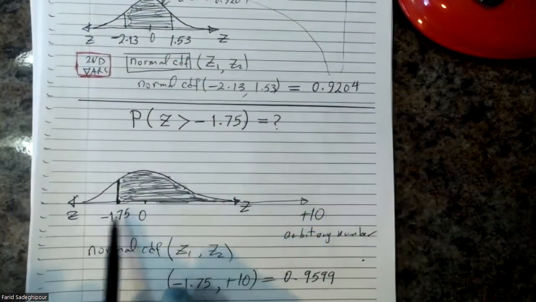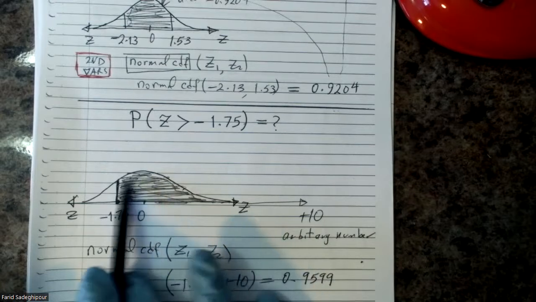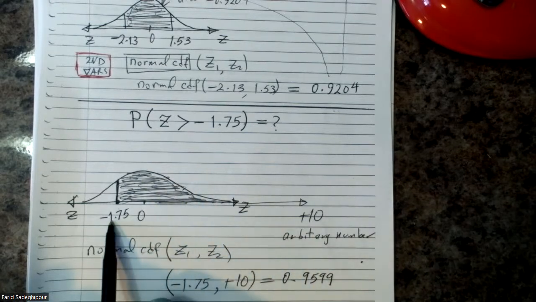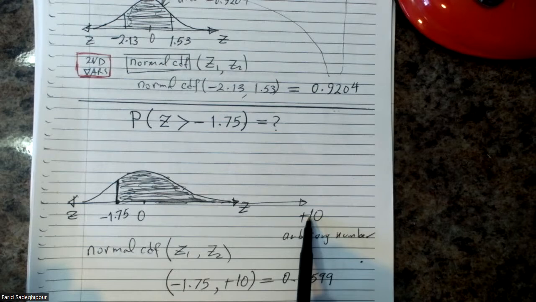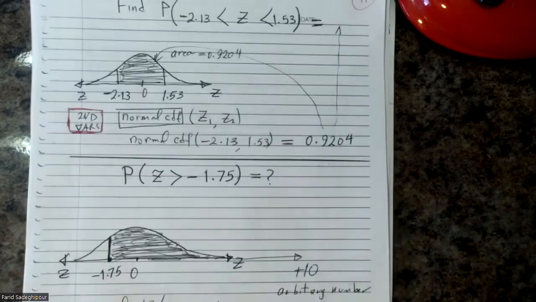Z is greater than minus 1.75 means they are looking for this area for the probability. So one end is minus 1.75. What's the other end? 10. Arbitrary number, 10. It could be any large number, 10, 20, 100, you still come up with the same answer. This is the area here.